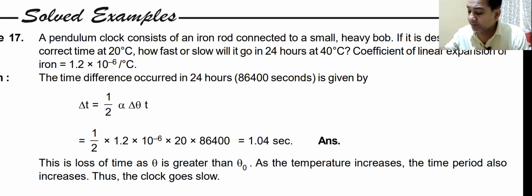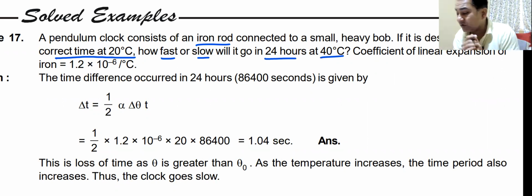A pendulum clock. Again, remember, you get only one chance to read a question. A pendulum clock consists of an iron rod, does not matter, connected to a small heavy block. It is designed to keep correct time at 20 degrees Celsius. So it is calibrated at 20 degrees Celsius. How fast or slow will it go in 24 hours at 40 degrees Celsius? Will it go fast or will it go slow?